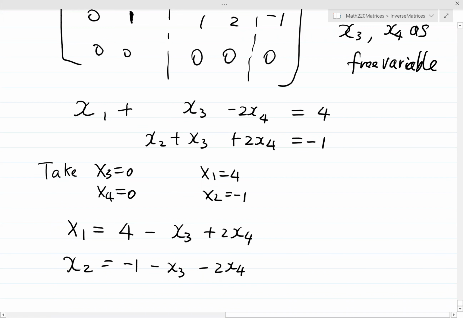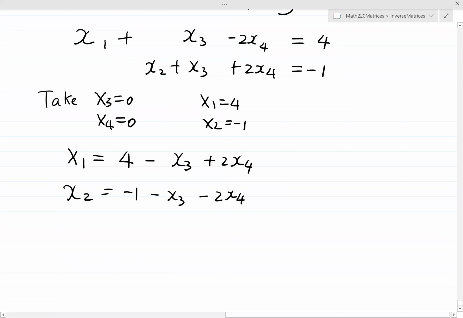So the general solution is a special solution plus the homogeneous solution. A special solution is x1 is 4, x2 is negative 1, 0, 0, plus the general solution.